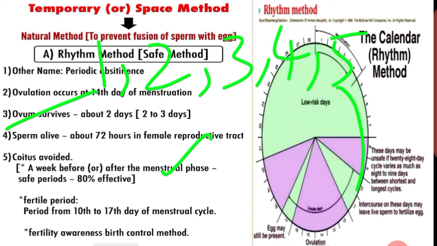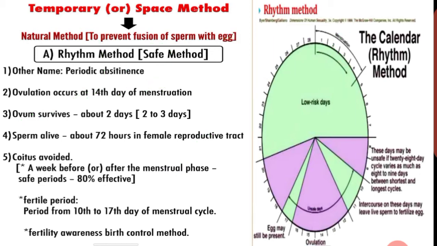What is the fertile period? A period from the 10th to 17th day of the menstrual cycle. That is the fertility window period. This method is otherwise named as the fertility awareness birth control method. What is the other name of rhythm method or SAFE method? Rhythm method, SAFE method is otherwise named as the fertility awareness birth control method.